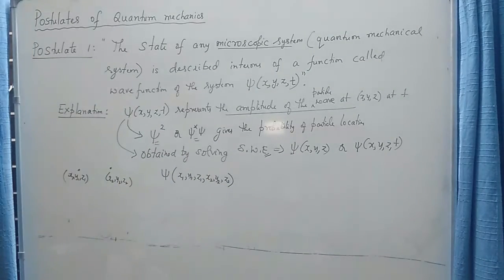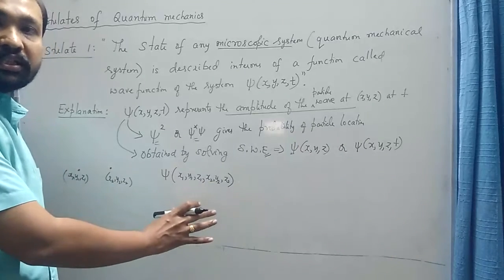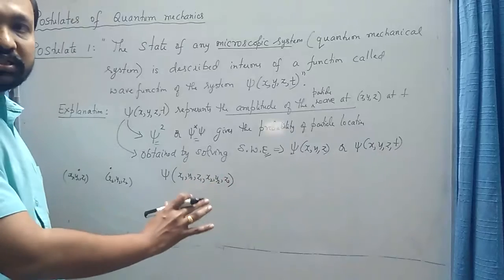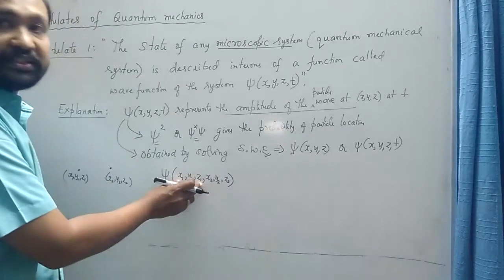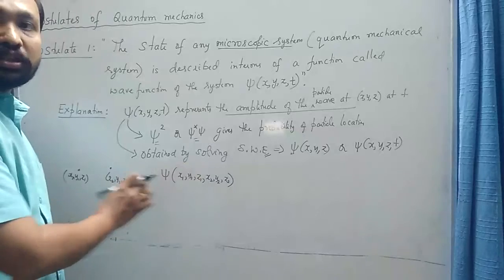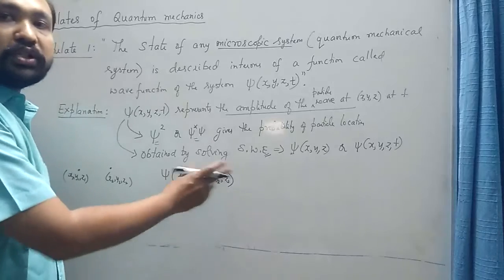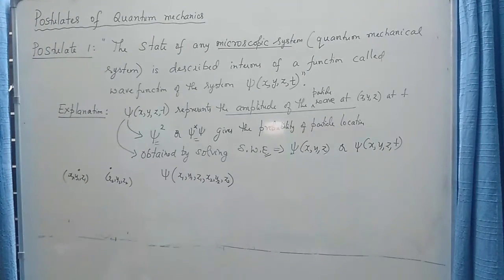Suppose there are n particles, then this wave function becomes complicated. It contains n into 3, that is a total of 3n coordinates, because each particle has 3 coordinates x1 y1 z1. Each particle having 3 coordinates, there are totally 3 into n parameters present in the wave function. So the wave function becomes more and more complicated as you have more particles present in the system.